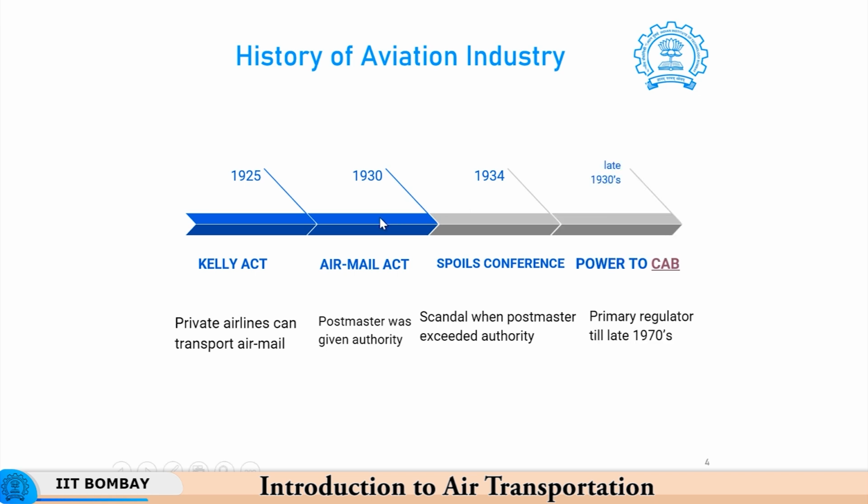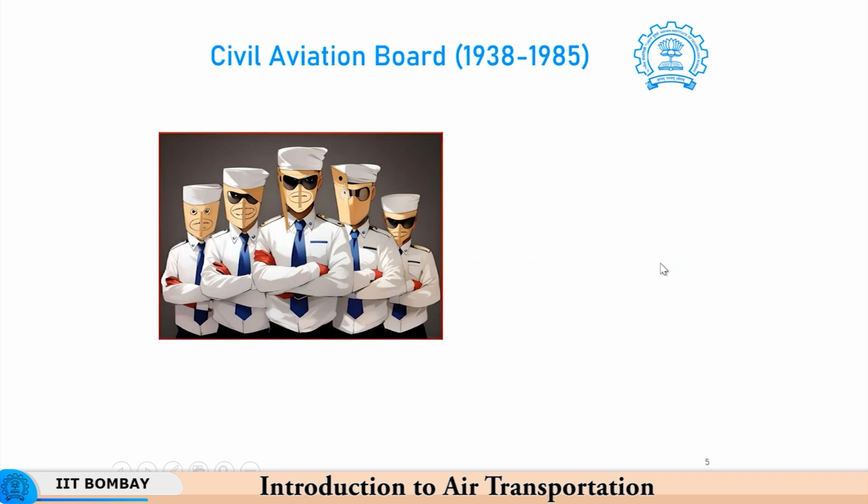Okay. So, in the late 30s, this authority given to the postmasters was then revoked, and a civil aviation board was created, which was the prime regulator of aviation industry in the US till about late 1970s. So, the Civil Aviation Board was set up in 1938 and dissolved in 1985. What was the jurisdiction of the Civil Aviation Board, or CAB as we call it in short?